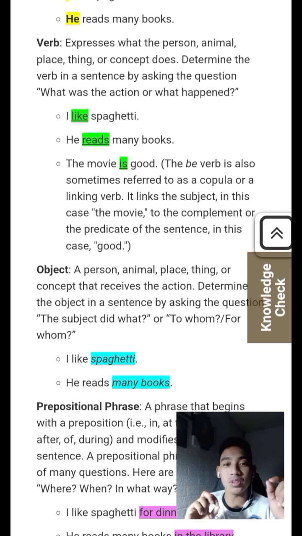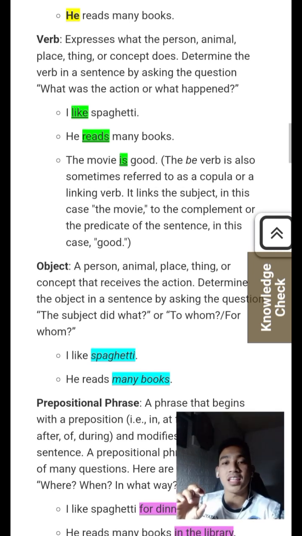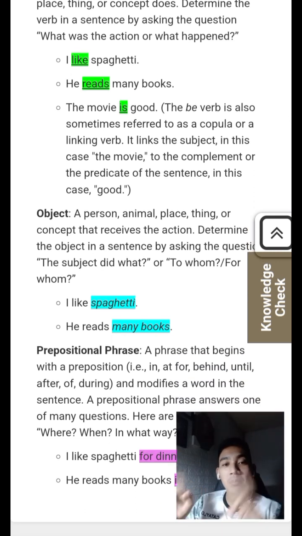The movie is good. Is a linking verb. The be verb is also sometimes referred to as copula or linking verb. Is, are, was, were, these are the copula or the linking verb. It links the subject, in this case the movie, to the complement or the predicate of the sentence, in this case is good. So the movie is good. The linking verb, the be verb, links the subject to the predicate.